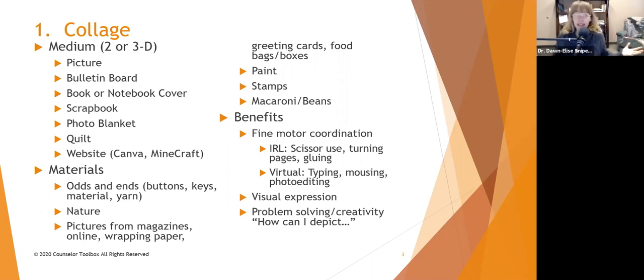Well, with a lot of these, almost all of them, one of the benefits is going to be improving fine motor coordination. If you're doing collages IRL, which means in real life, then people are going to be using scissors. They're going to be turning pages. They're going to be gluing. They're going to be picking macaroni out of boxes. Lots of different gripping and pinching and fine motor skills.